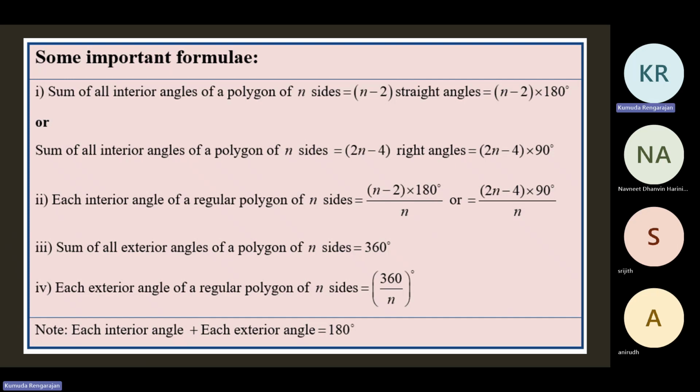Recall these formulae, children. I'll come back in 2-3 minutes. We'll be answering some questions based on these formulae.